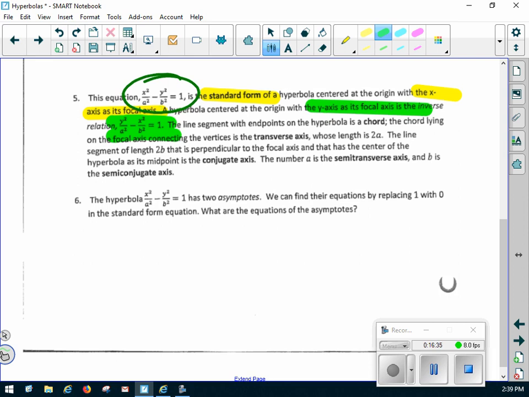Remember, in an ellipse, it didn't really matter which one came first. The issue was which denominator's bigger. That is not an issue here.